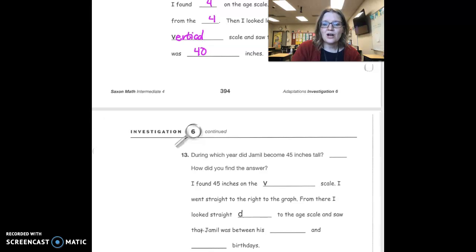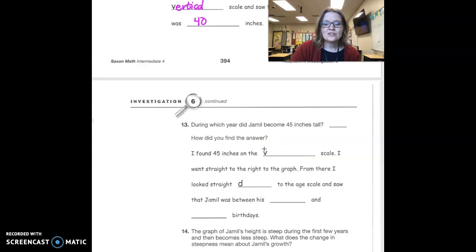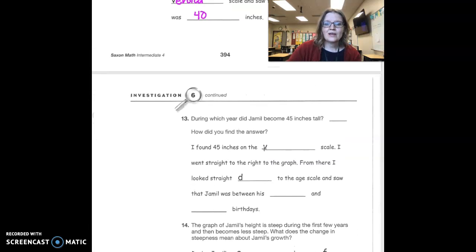During which year did Jamal become 45 inches tall? So we have 40 right here and we have 5 right here, so we have to go up step by step, right here. And how do we go down? When he was 7, he was 45 inches tall. So I'm going to scroll down.